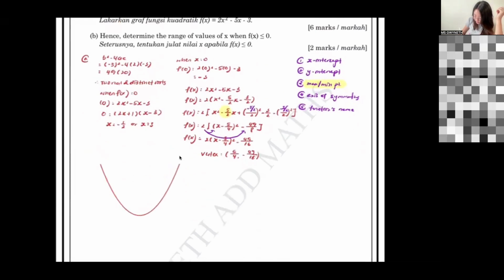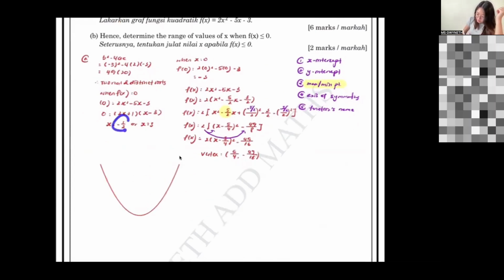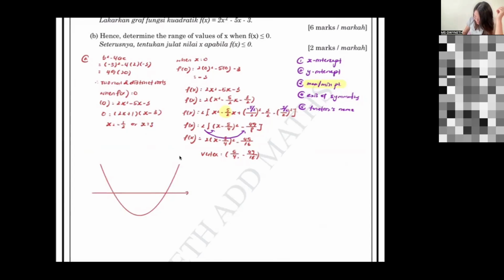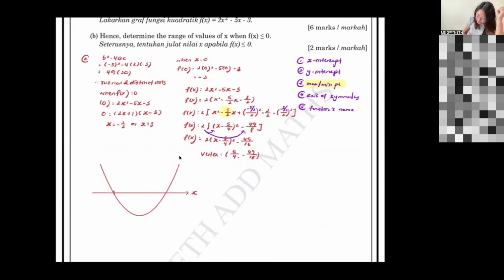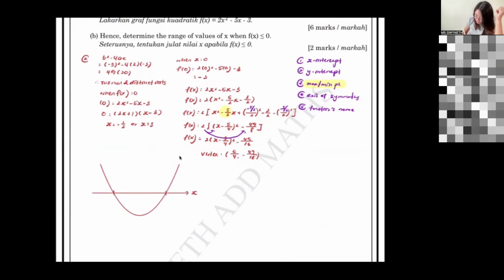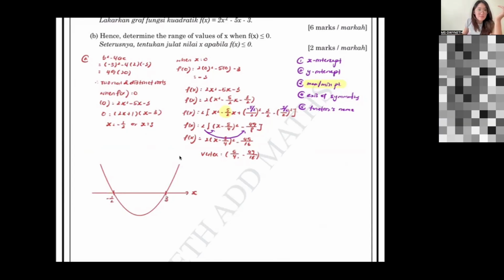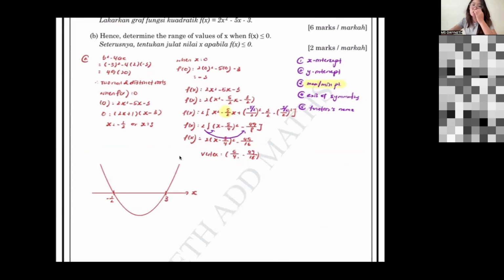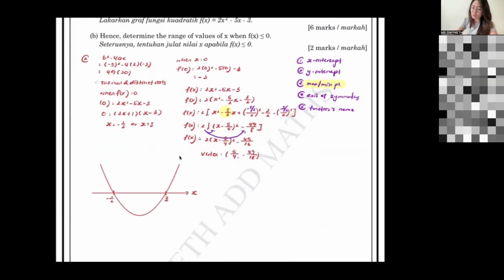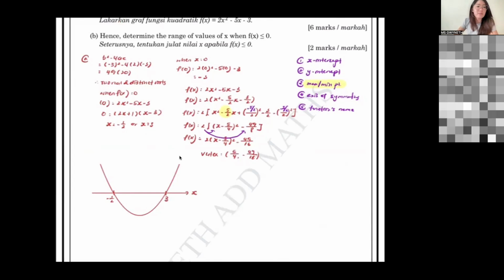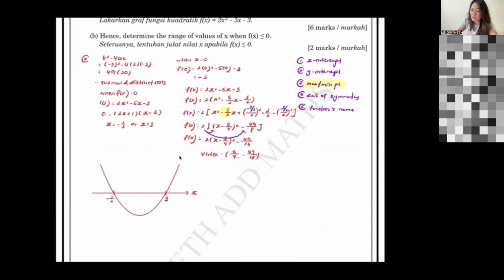Smiley face, you draw it first. Okay, negative 1 over 2 and 3. The gap is a little bit big, so you can draw the x-axis somewhere in the middle. Okay, negative 1 over 2 is smaller, 3 is bigger. Okay, now guys, is the y-axis closer to negative 1 over 2 or closer to 3? Closer to which one?